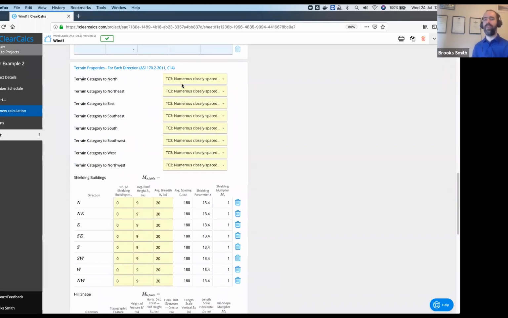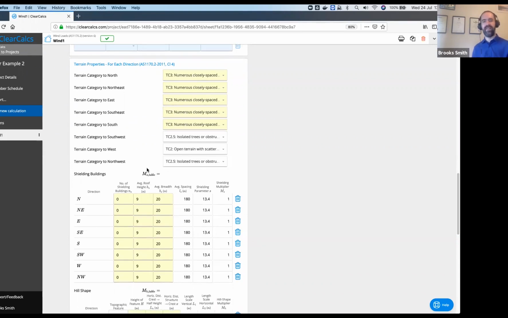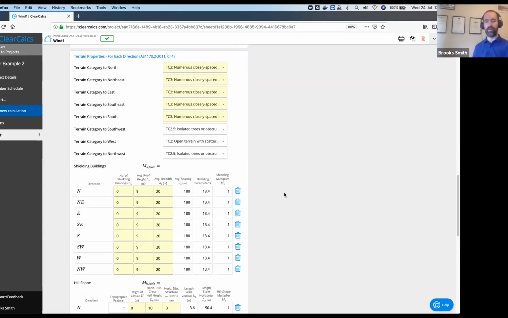So terrain properties, in most of these directions, it's still numerous closely spaced obstructions, TC3, except to the west, we noted that it was essentially open terrain. So that's TC2. Northwest and southwest were something of a mix between those. So we're going to call those TC 2.5, but everything else is TC3. So TC3, terrain category 3, between north and south, TC2 to 2.5 in more westward directions.